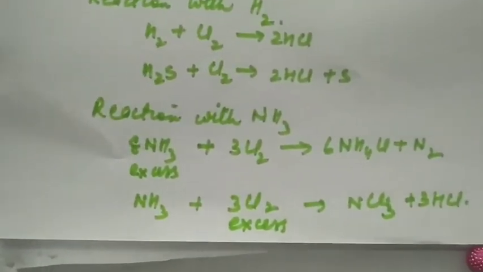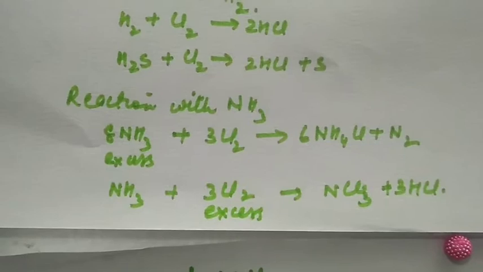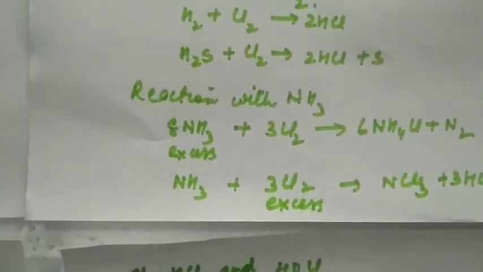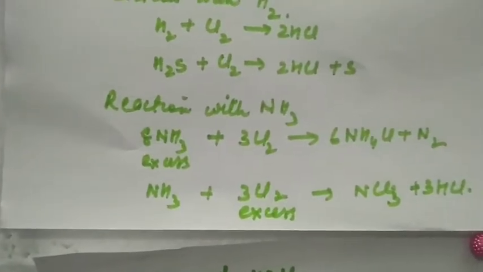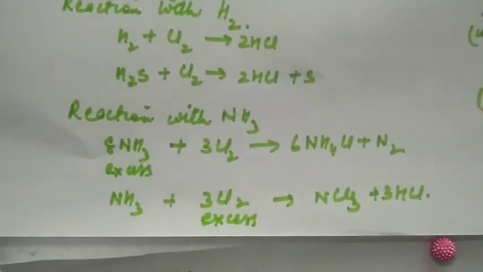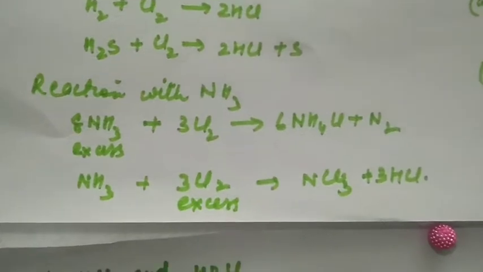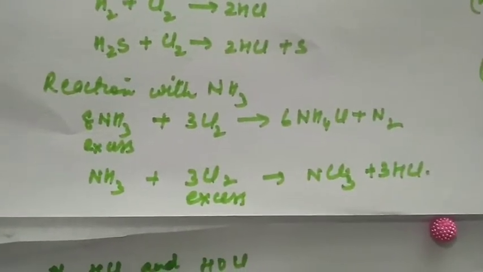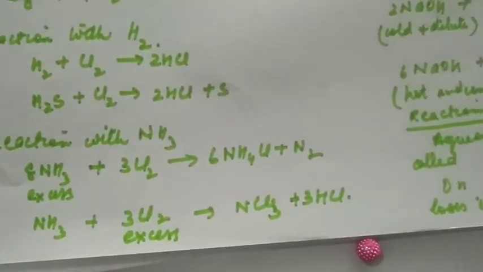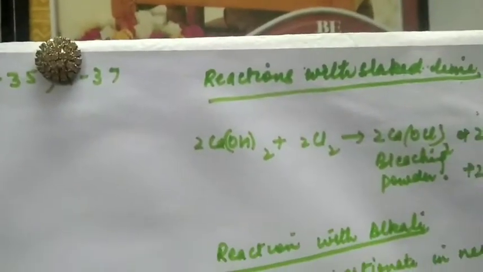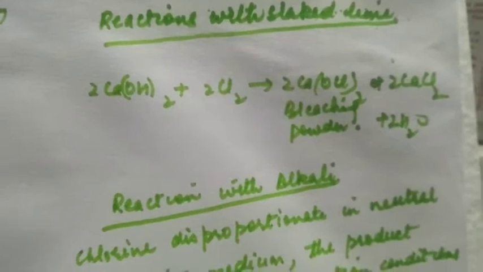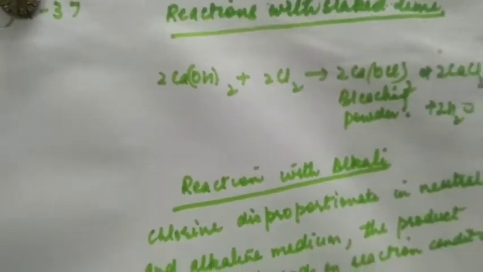It also reacts with ammonia, and the products differ depending upon which of the two reactants is in excess. If ammonia is in excess, ammonium chloride and nitrogen are formed, but if chlorine is in excess, nitrogen trichloride, an explosive, and hydrogen chloride are formed. With slaked lime, calcium hydroxide, chlorine reacts to form bleaching powder along with calcium chloride and water.